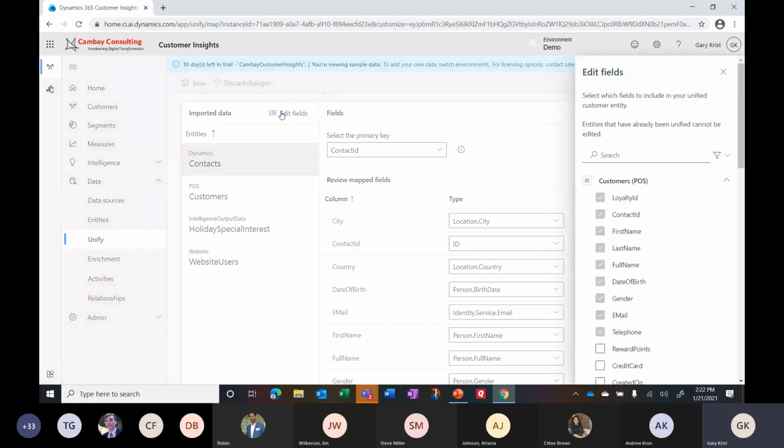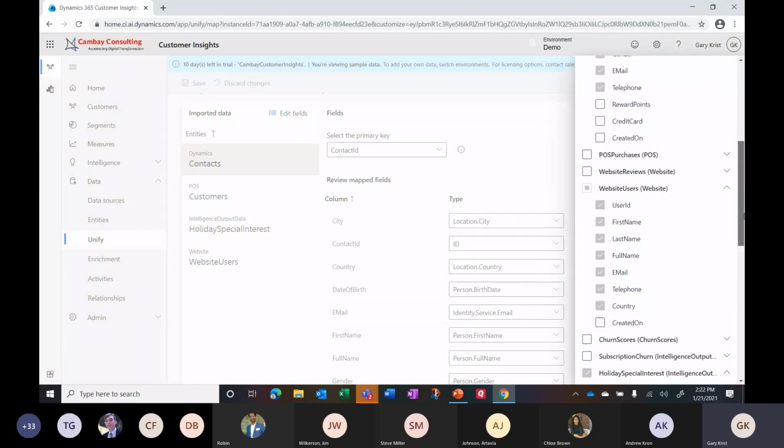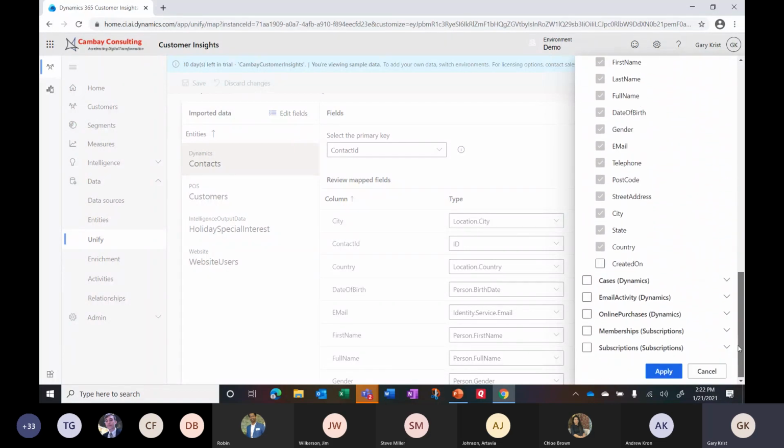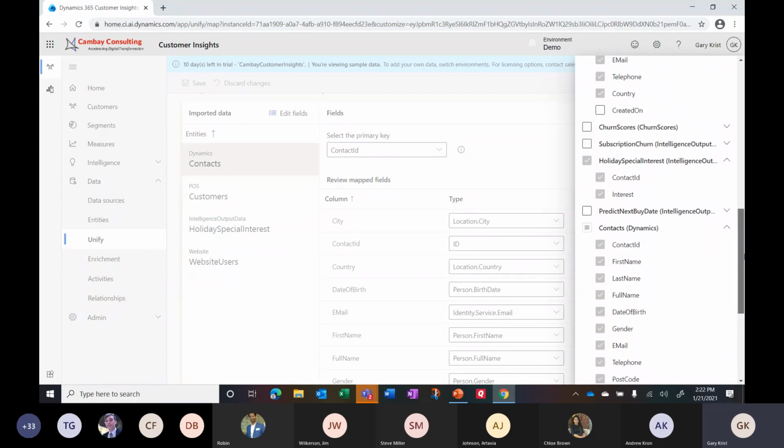So as we go in and we edit fields, we have the ability within each of these data tables to turn on and off the data fields that we want to be included. So you'll see here some of the additional data entities that we have brought in as our data source. We didn't include that in this case into this map merge process, but we could check the box here for cases, then we could bring our case data in as well.